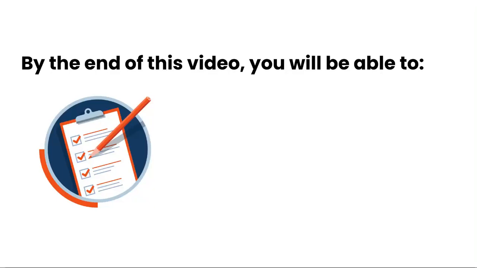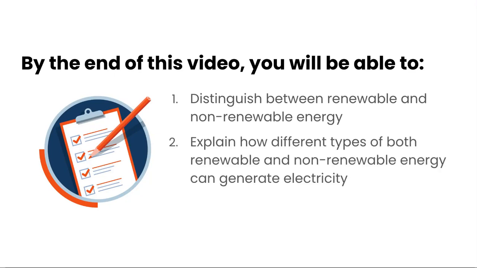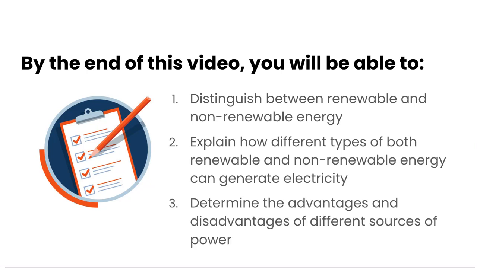In this video, we're going to look at different ways that electricity is generated. By the end of this video, you will be able to distinguish between renewable and non renewable energy. You'll be able to explain how different types of both renewable and non renewable energy can generate electricity. And finally, you'll look at some of the advantages and disadvantages of different sources of power.